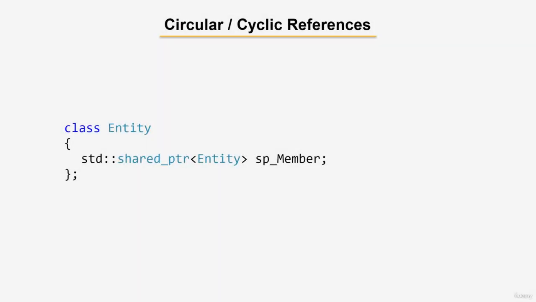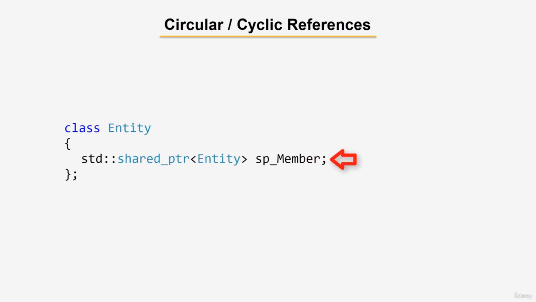In this section, I want to introduce circular references. Sometimes where we have a strong ownership, in other words, where we use shared pointers, we can leak memory, again in the case where we have a circular reference. To avoid that, to solve that problem, we can use weak pointers instead of shared pointers. Now to get started, we have this class entity here, and we have a shared pointer to an entity, and I'll just call that shared pointer member.